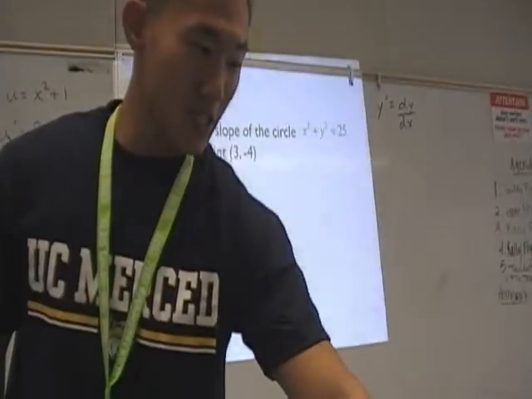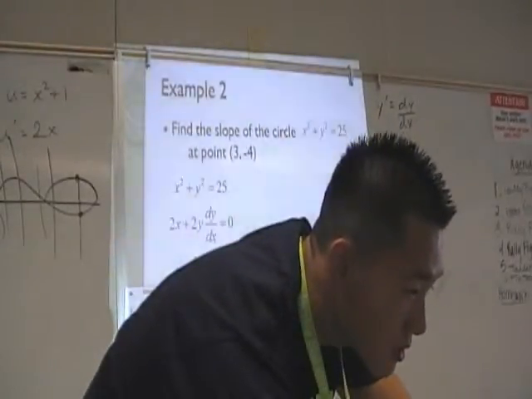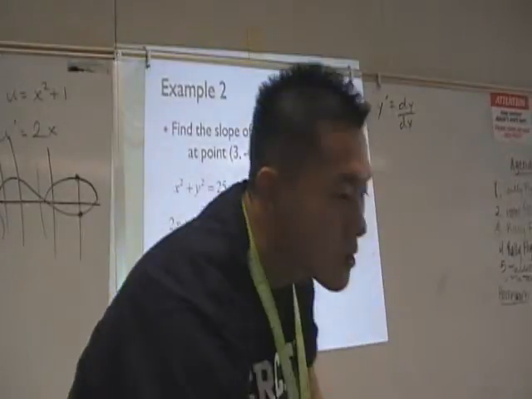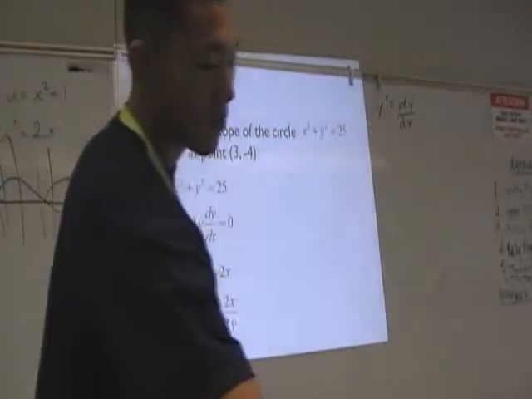Alright, so this is what you guys should get. Let me move this out of the way. Alright, any questions there? So you subtract 2x, divide by 2y, and it does simplify to negative x over y.